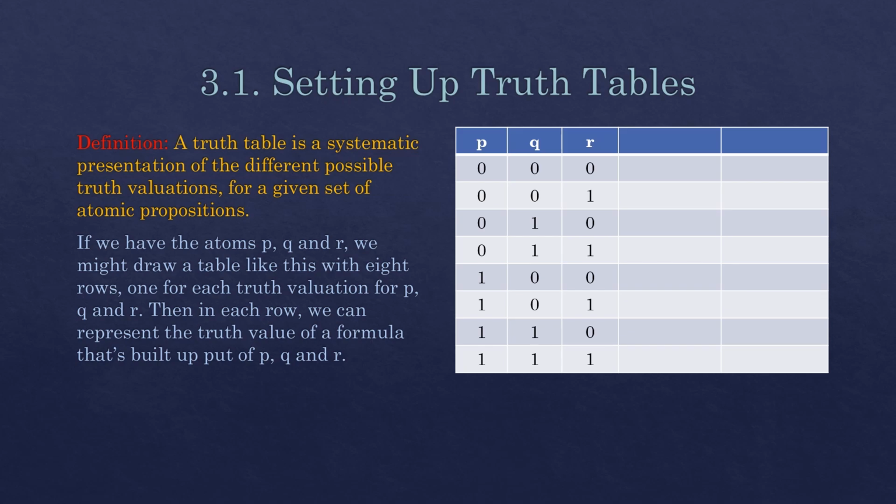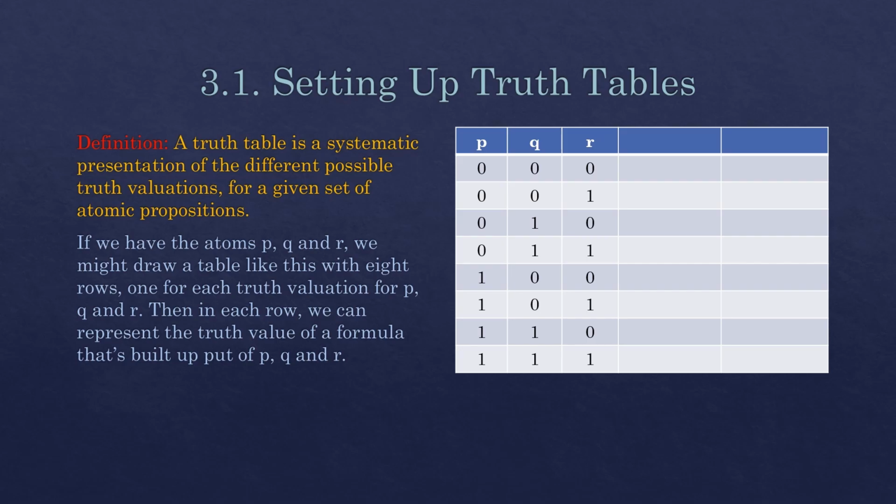Setting up truth tables. And our definition, what is a truth table? A truth table is a systematic presentation of different possible truth valuations for a given set of atomic propositions. If we have the atoms P, Q, and R, we might draw a table like this with 8 rows. You can see this table on the right. One for each truth valuation for P, Q, and R.